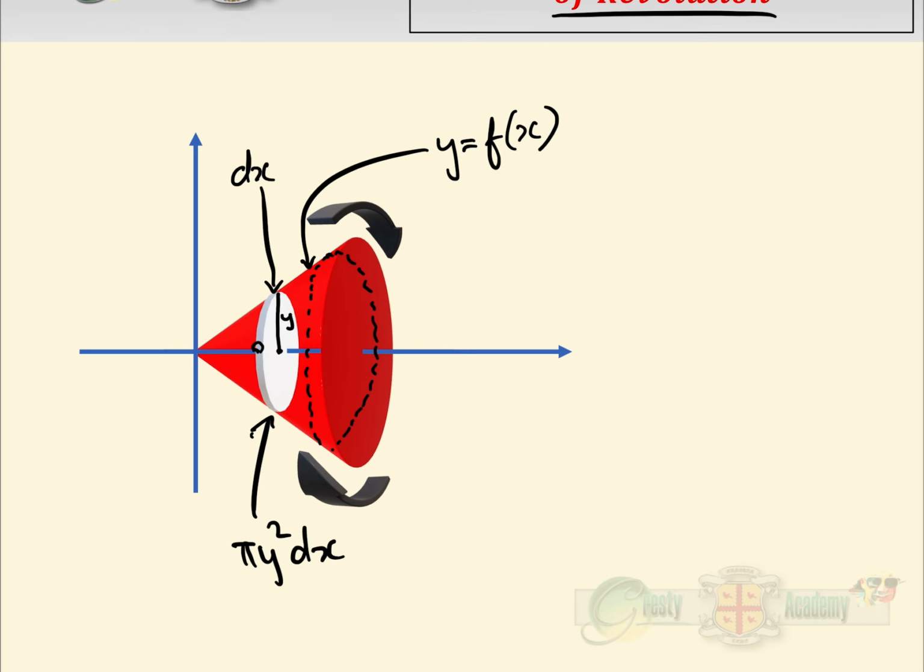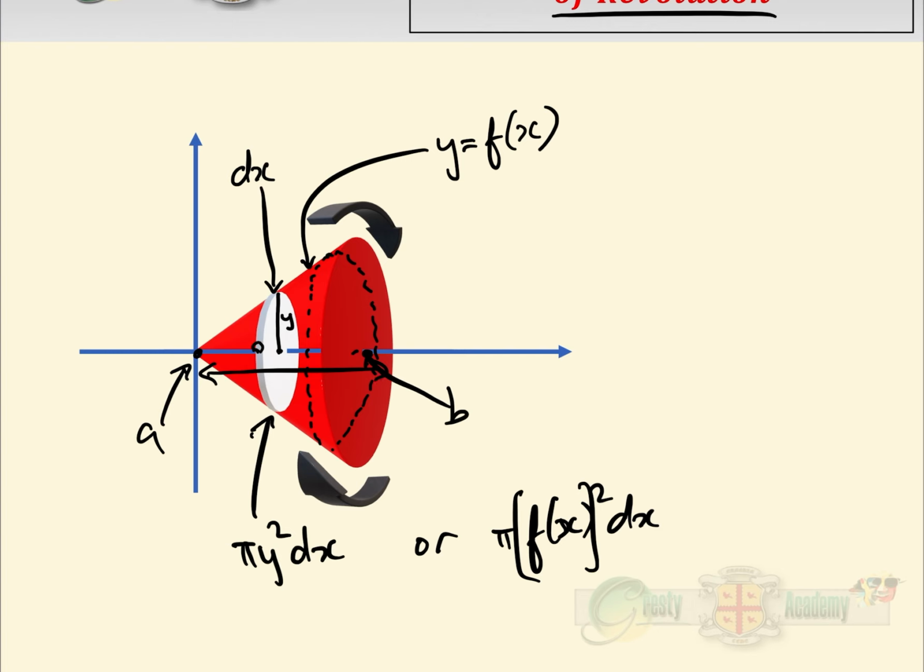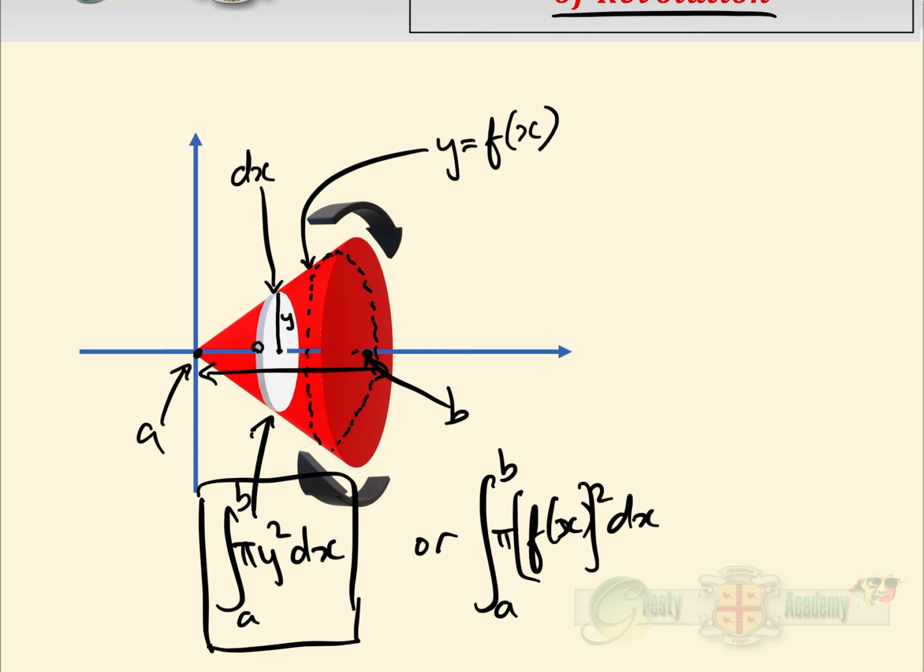So the volume of this white disk is pi y squared dx, or pi f of x squared dx. A lot of people use f of x squared instead of y. Then if we want to find the volume between a point, for example, A and B, all we have to do is sum up all of the volumes of the disks, i.e. integrate between A and B, and this integration is the volume of the solid of revolution.